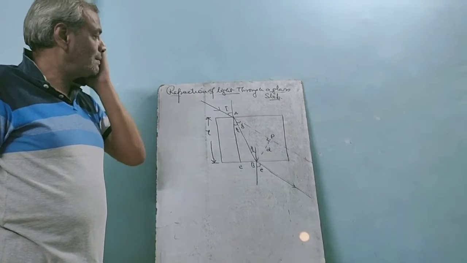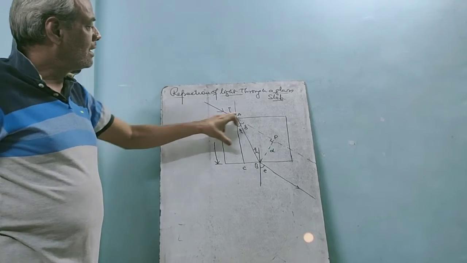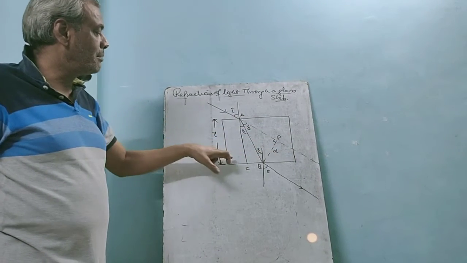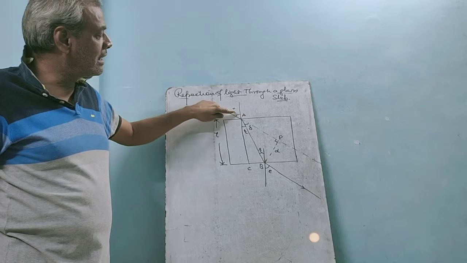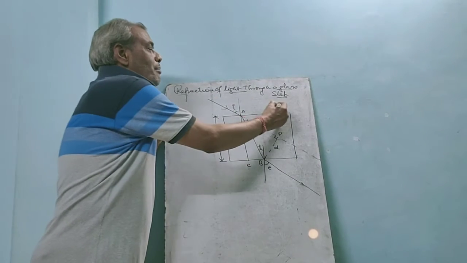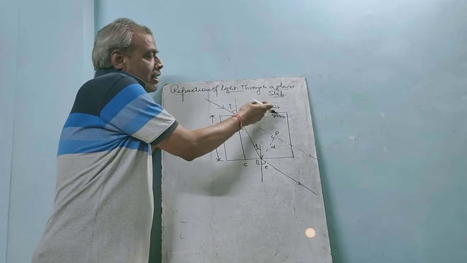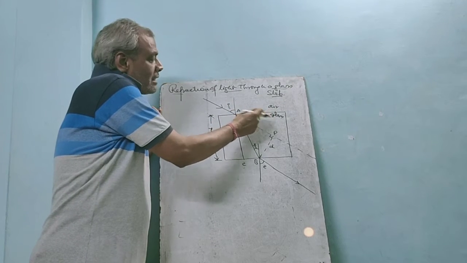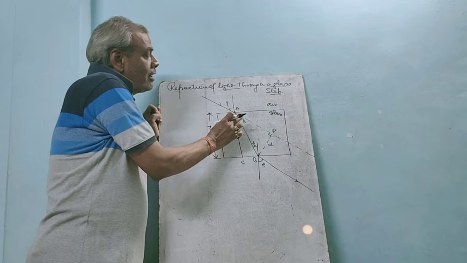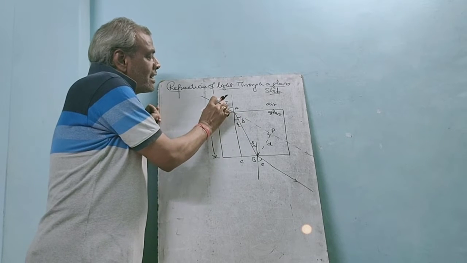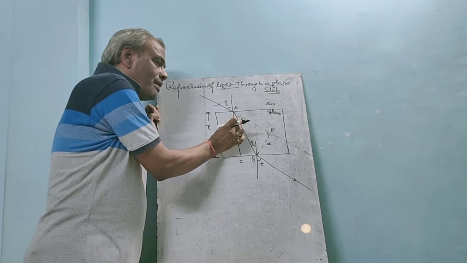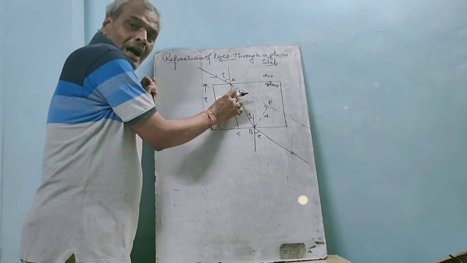Refraction of light through a glass slab. This is a rectangular glass slab and this is the incident ray coming in, with angle of incidence i. Here is air, and here is glass. Since the ray of light is traveling from air to glass, it will bend towards its normal. So the angle of incidence is i and this becomes the angle of refraction r.